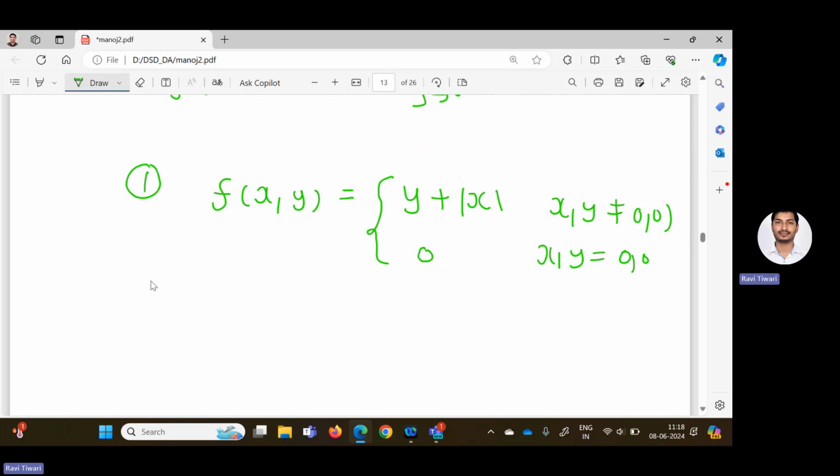So now let me check the partial derivative of this function. The partial derivative is what? Dou f by dou x. Dou f by dou x will be what? Because here we can define mod x, so we can take this function here. One more minute, let me define it properly.